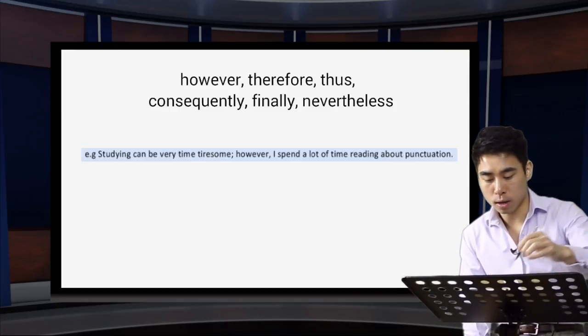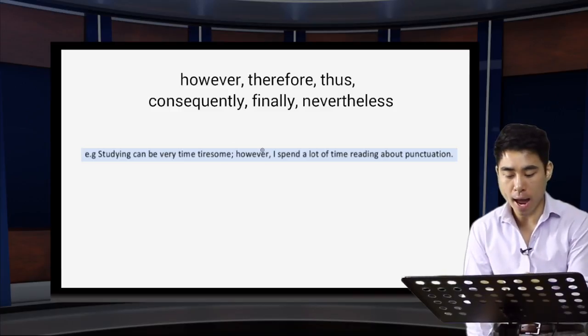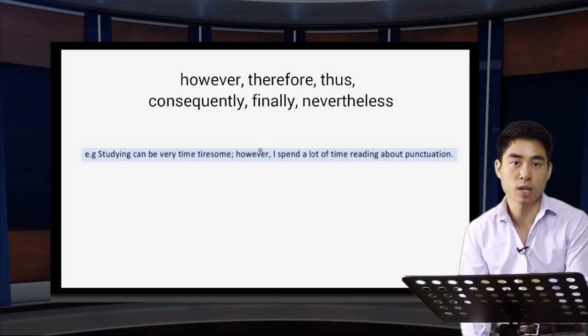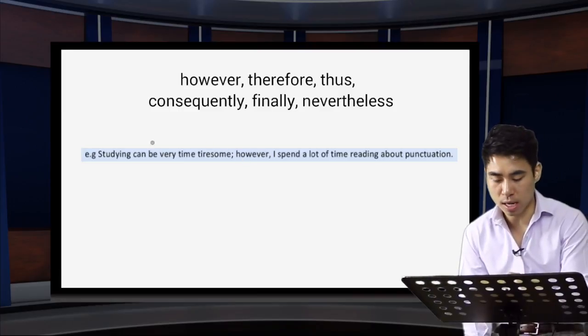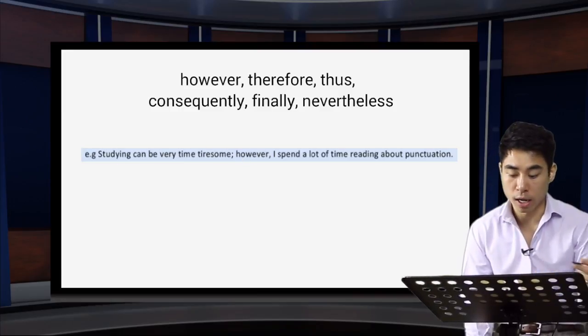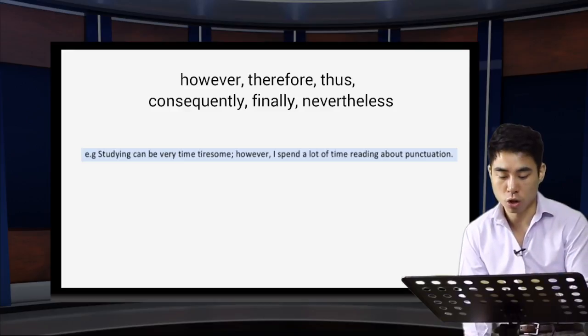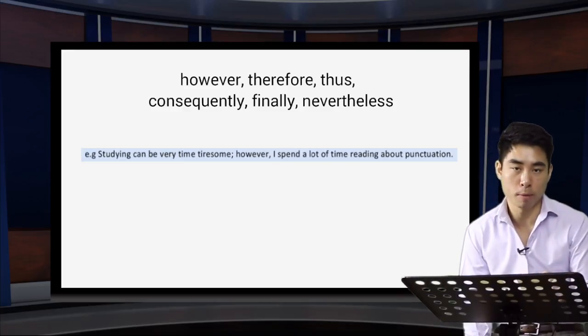So if I have a conjunctive adverb, so we're taking the word however now, in the middle of a sentence here, so it's joining together these two clauses. Clause number 1, studying can be very tiresome. Clause number 2, I spend a lot of time reading about punctuation.